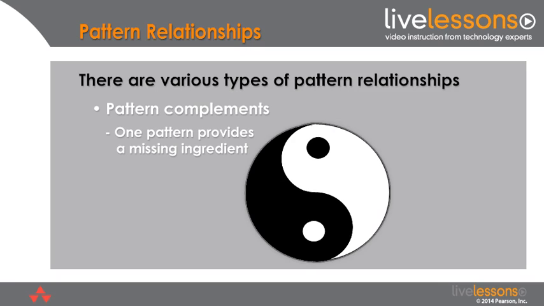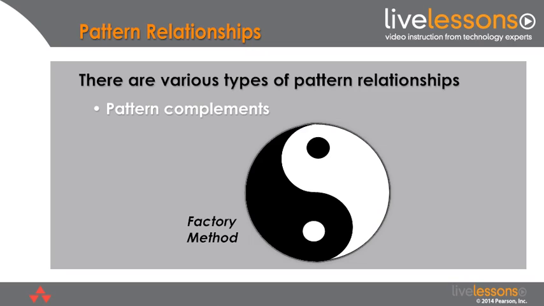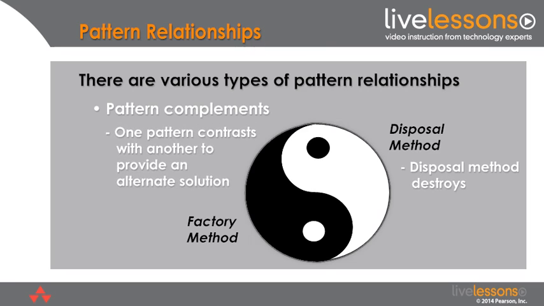For example, in the Gang of Four book, there's something that's called the factory method pattern that we'll cover later, and it's used to create objects. For some interesting reason, however, the Gang of Four book doesn't talk about how to delete objects or dispose of them. So another pattern was documented later called the disposal method, and that is a complement to the factory method. Factory method creates, disposal method destroys. You can also have pattern complements where one pattern contrasts with another to provide an alternative solution to a related pattern as well.